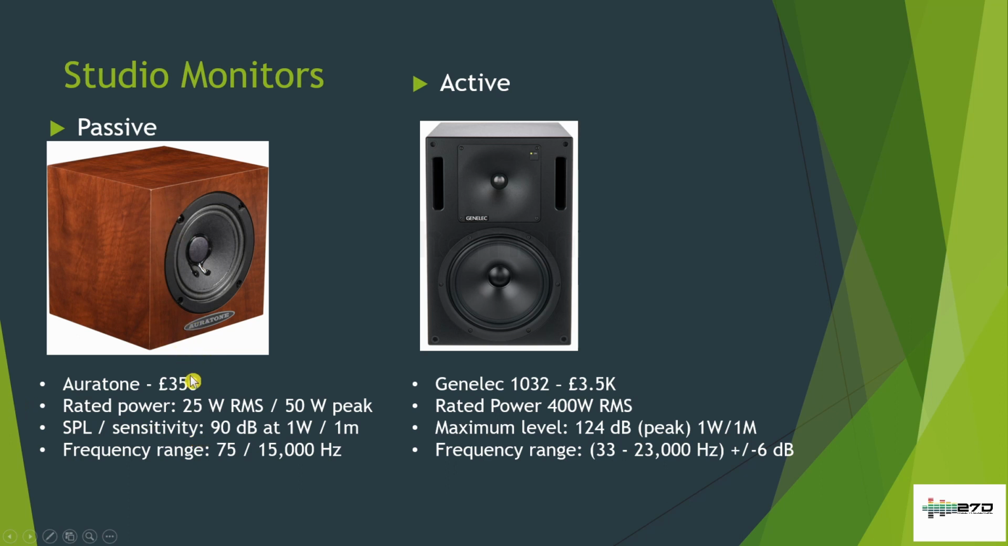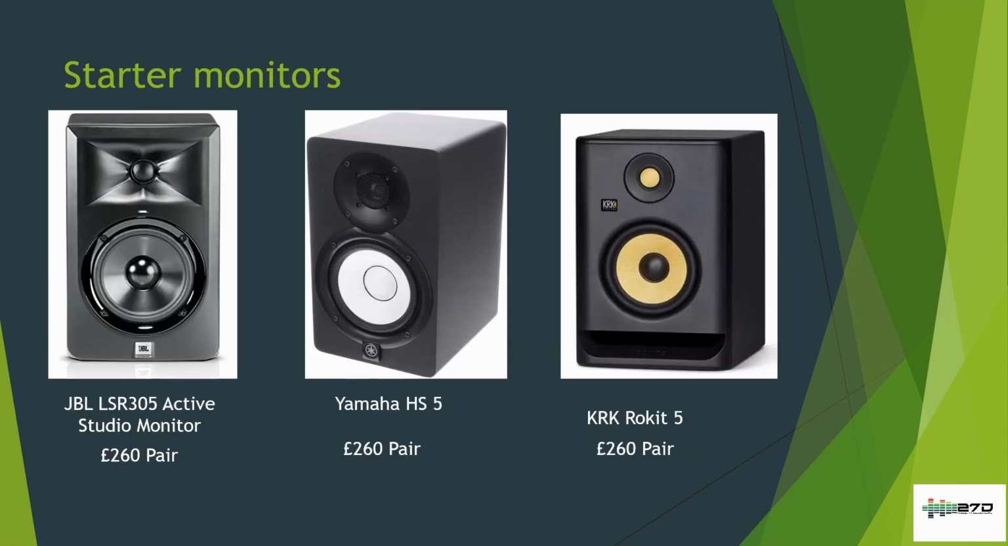And then we've got some active monitors. The Genelec 1032, 400 watts, enough sound pressure level, enough output, maximum level 124 dB to make you go suitably deaf. Frequency range excellent, 33 Hz to 23k. Reflected in the price, 3.5k for a pair. Right, they're both way out of our budget range. Let's have a look at these little ones, where we'll be starting off for monitors.